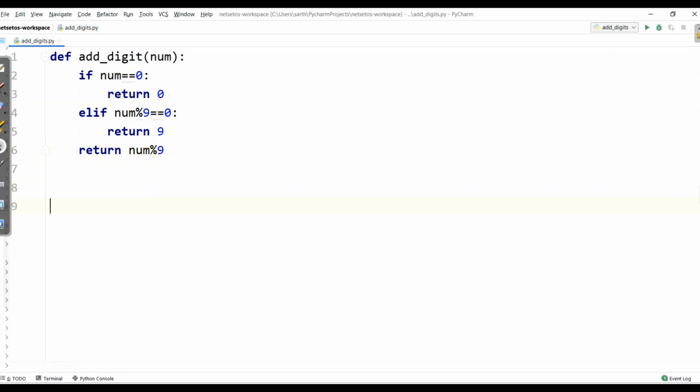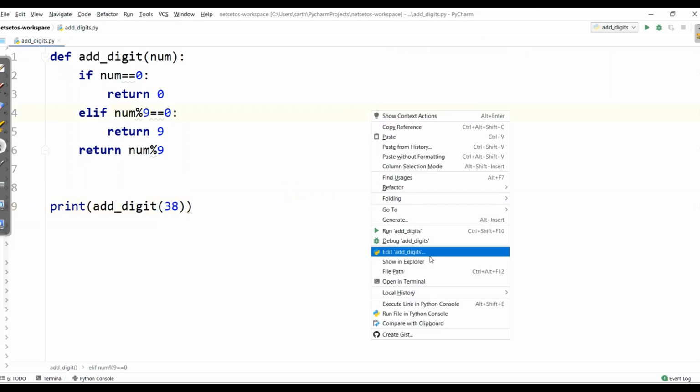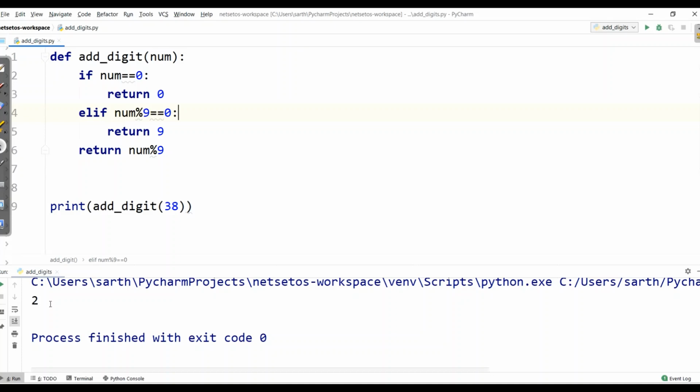Let's check it out by calling the function. Let's give 38. 9 4s are 36, so we'll have remainder 2. Let's check it out. Here we got 2. Also, if we take 38, 8 plus 3 is 11, and then 1 plus 1 will be 2. So I hope you understood its logic. It is completely pattern programming.